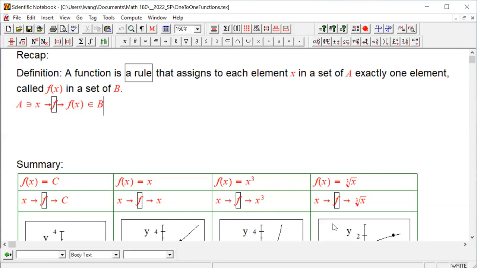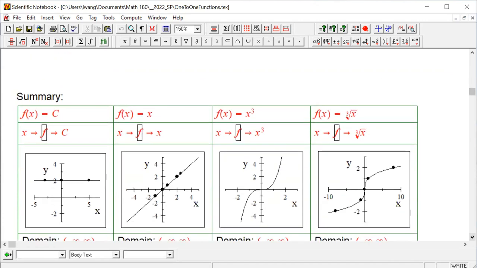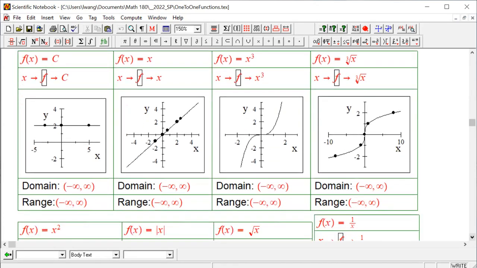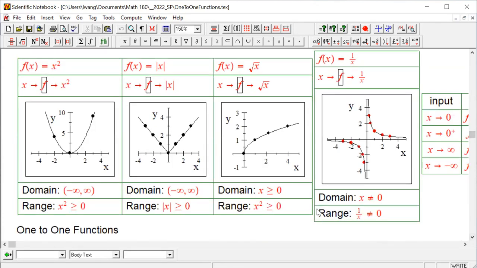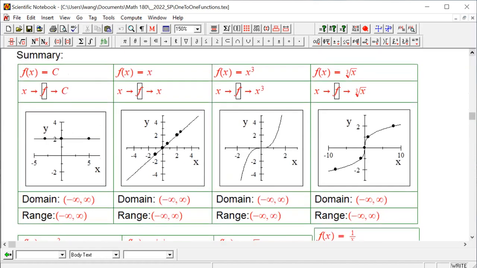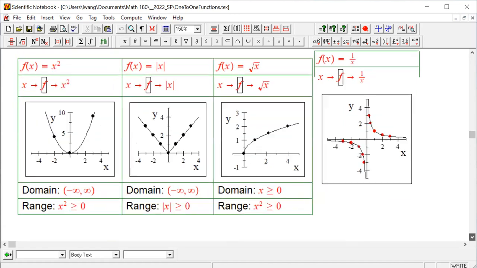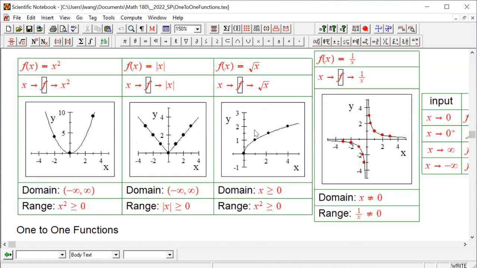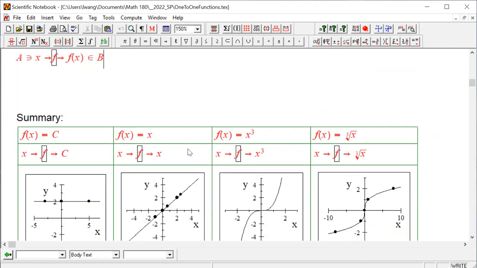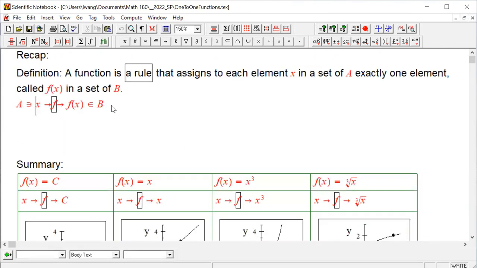We studied all of these functions last week. We studied all of these functions already. How many have we studied? 1, 2, 3, 4, 5, 6, 7, 8.